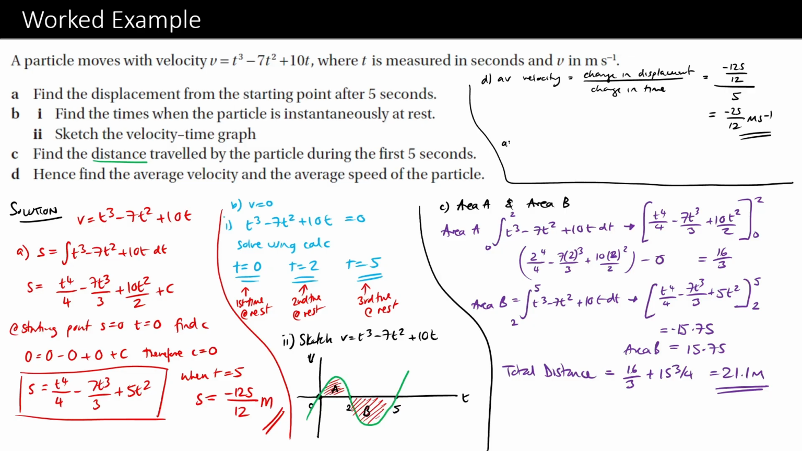And then the average speed is going to be the change in distance over the change in time. So that's going to give me an answer of 21.1 over 5, which gives me an answer of 4.22 meters per second. And there is my average velocity and my average speed, and there we go.